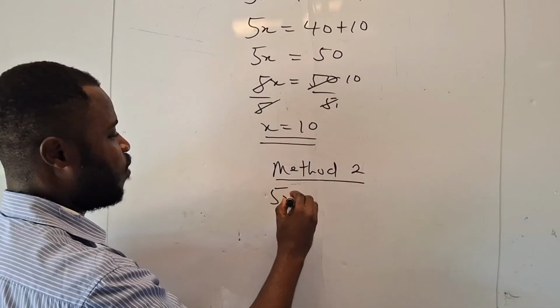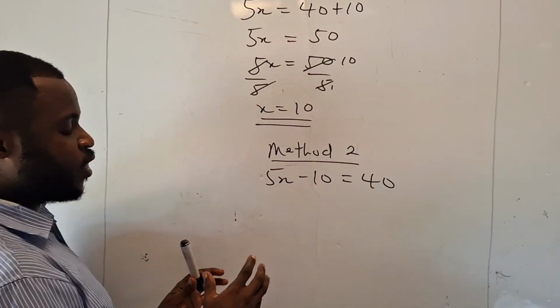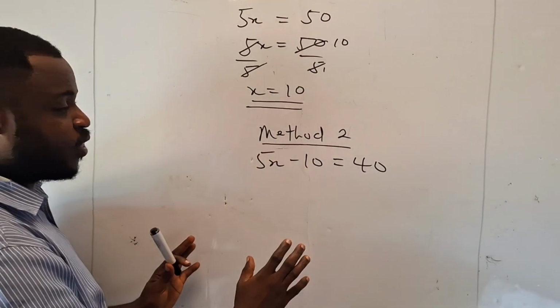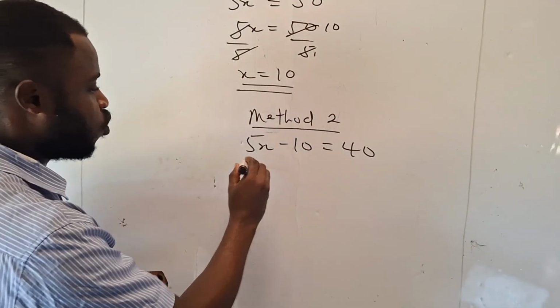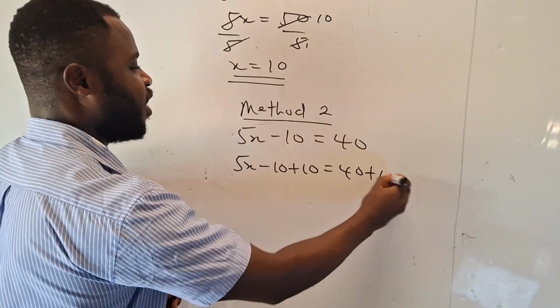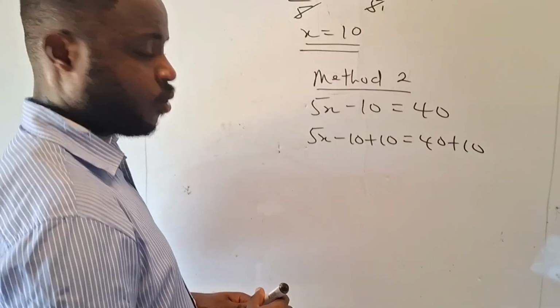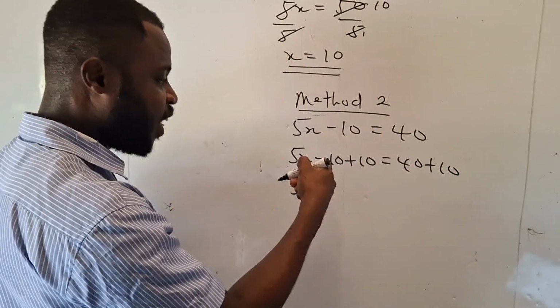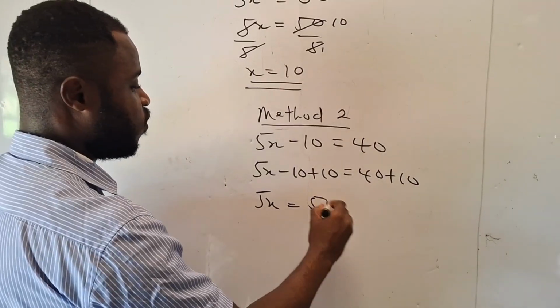So we have our 5x minus 10 is equal to 40. So with the method 2, we have to eliminate the negative 10. And to eliminate negative 10, we have to add 10 to both sides. So we have 5x minus 10 plus 10, which will be 40 plus 10. So now, we have 5x, negative 10 plus 10 is 0. Then we have is equal to 40 plus 10, which will also give us 50.